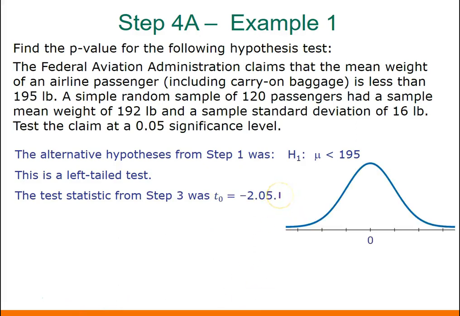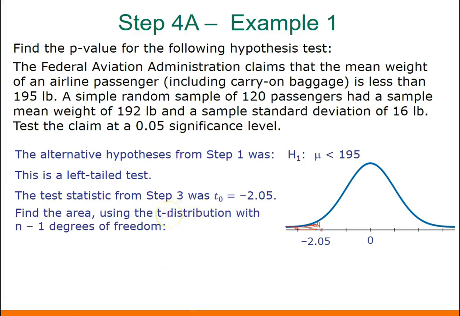So then we need to draw a picture of our t distribution. So here's a basic t distribution. It has 0 in the middle. We're going to plot our test statistic. Since this is negative, that means it's going to be to the left of the middle of this. And then since this was a left-tailed test, we're going to shade to the left of our test statistic. So then this shaded area is the area we want to find for our p-value.